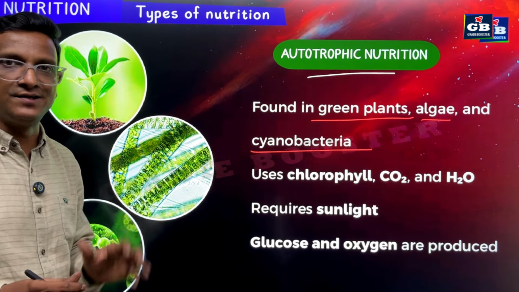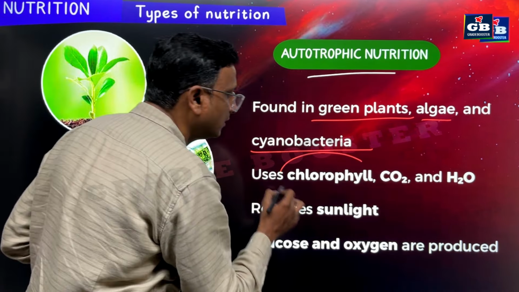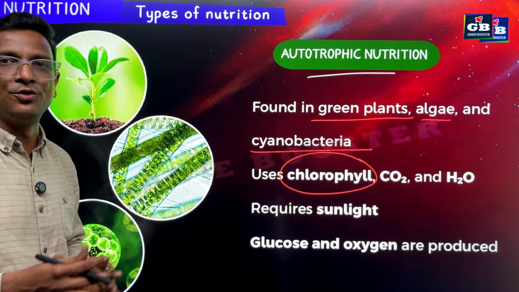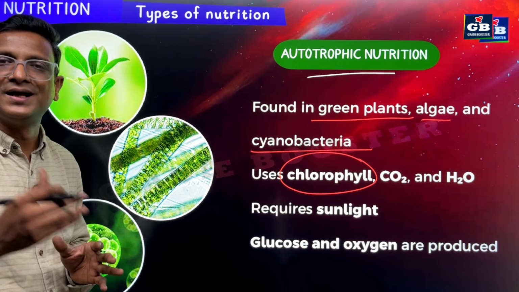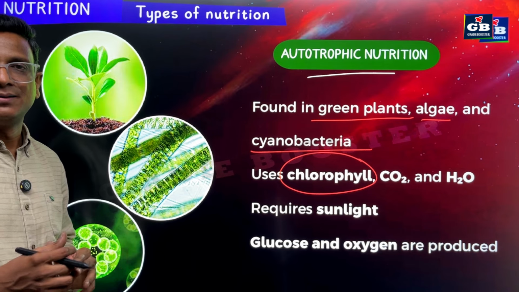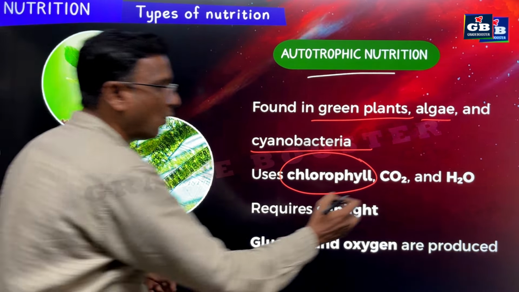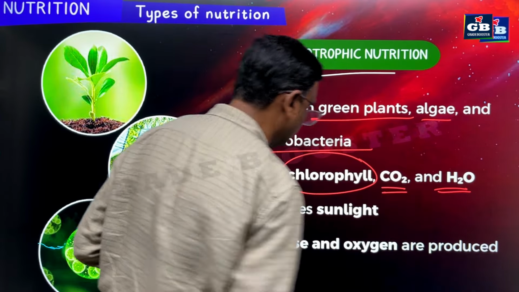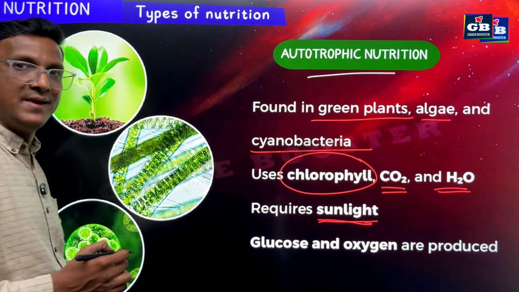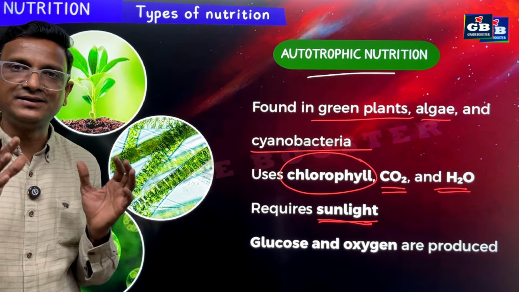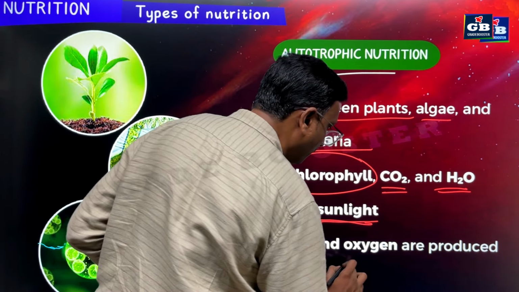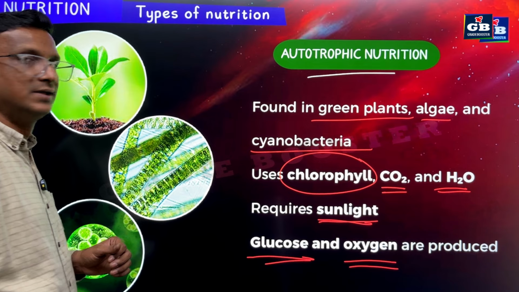What is the main characteristic feature of this autotrophic nutrition? They have chlorophyll. So what is the purpose of chlorophyll? Chlorophyll can convert sunlight into energy. So these organisms, with the help of chlorophyll, using carbon dioxide and water and using the sunlight, make their own food. They prepare glucose. They also produce oxygen. So glucose and oxygen are produced in this autotrophic nutrition.